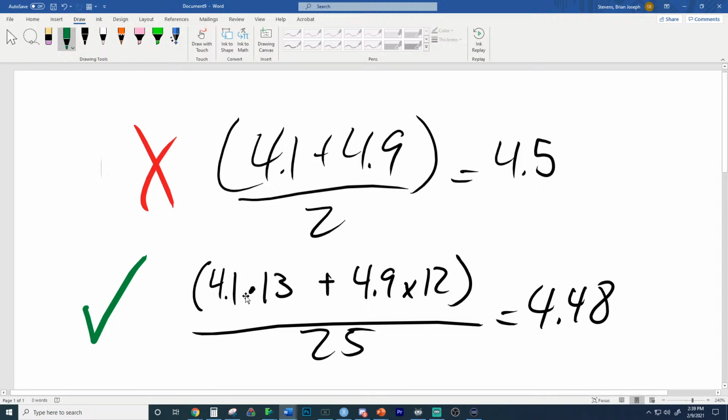Because there are 13 boys and there are 12 girls. If you do this right here, this should definitely get everyone. So the top way assumes even boys versus even girls. The bottom way is the way to correctly do it.